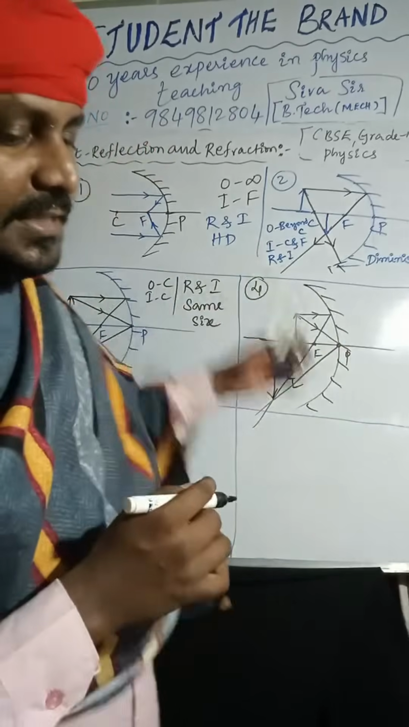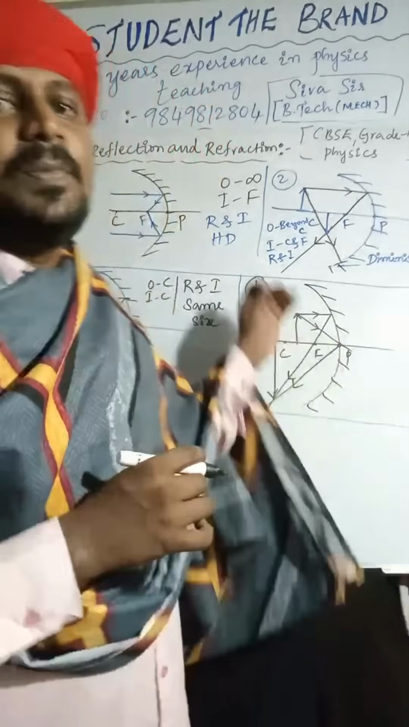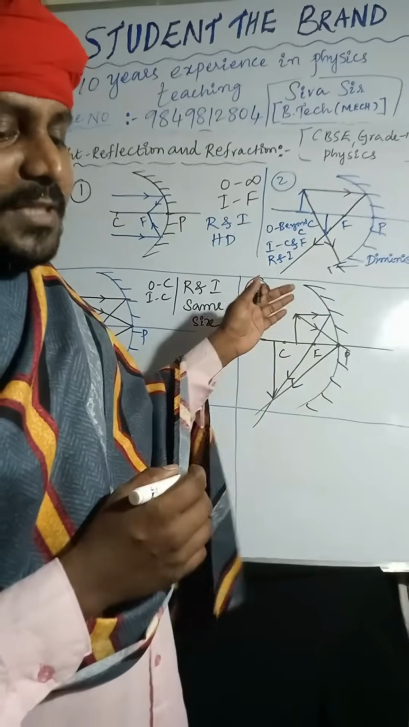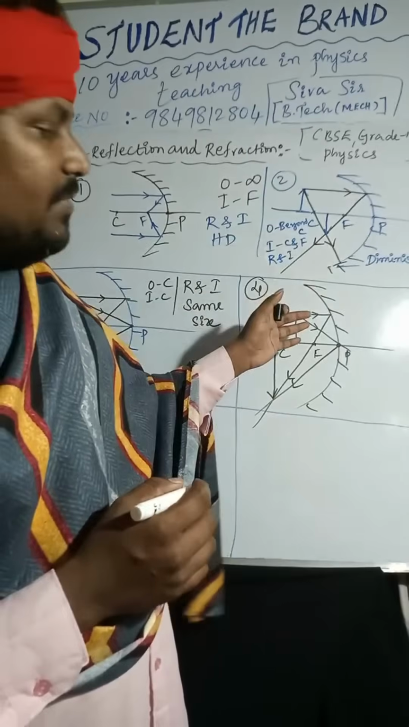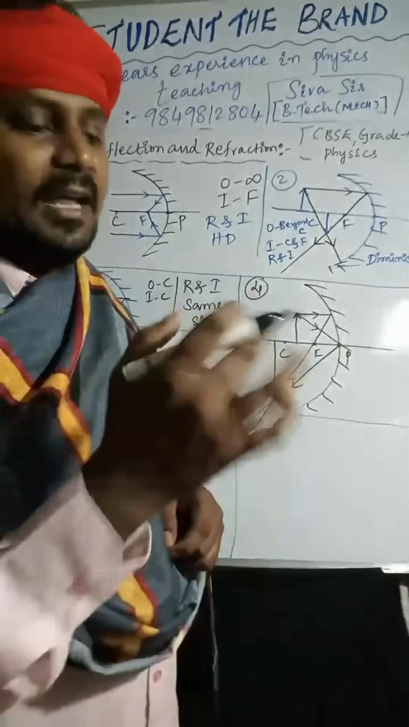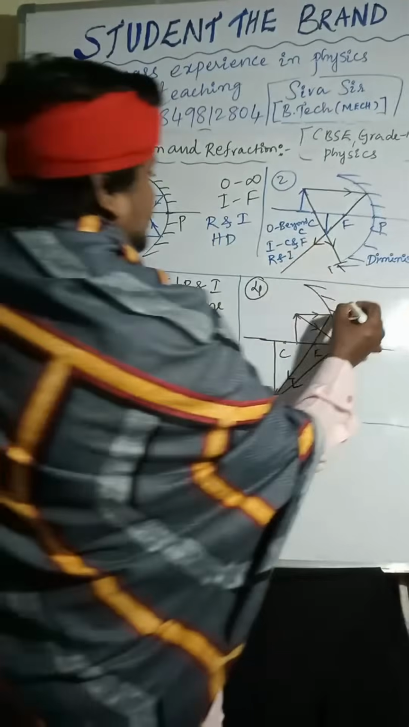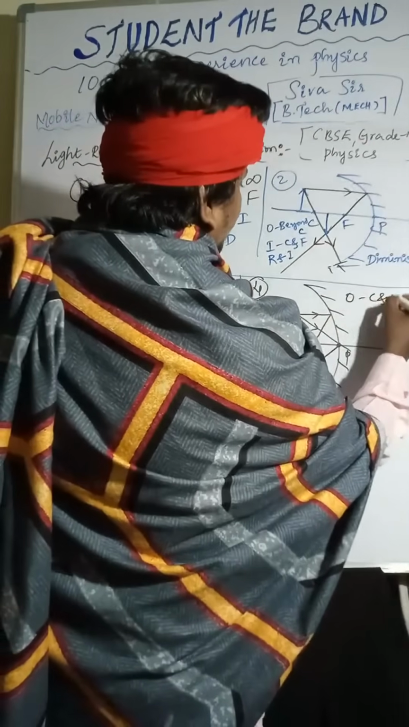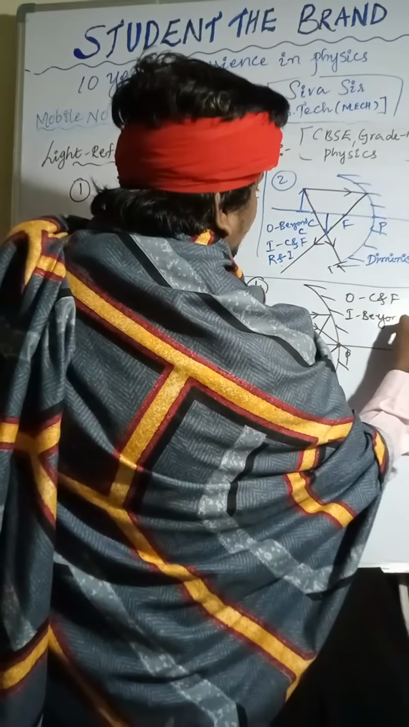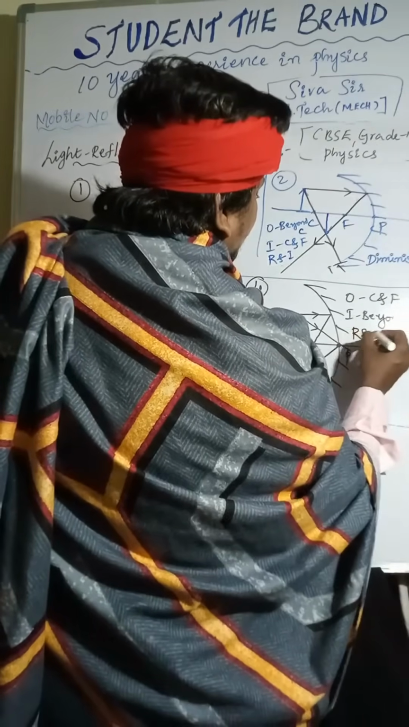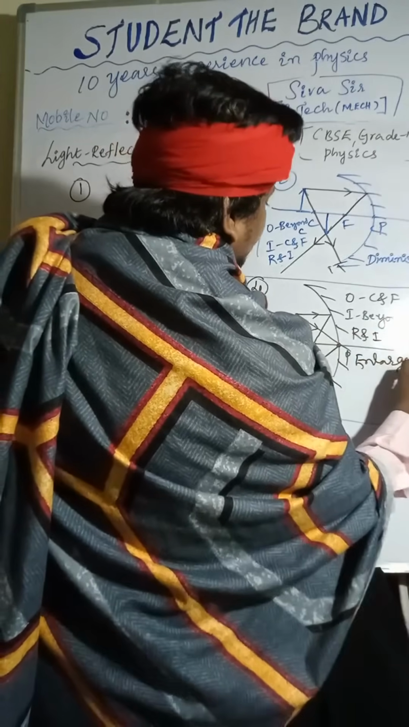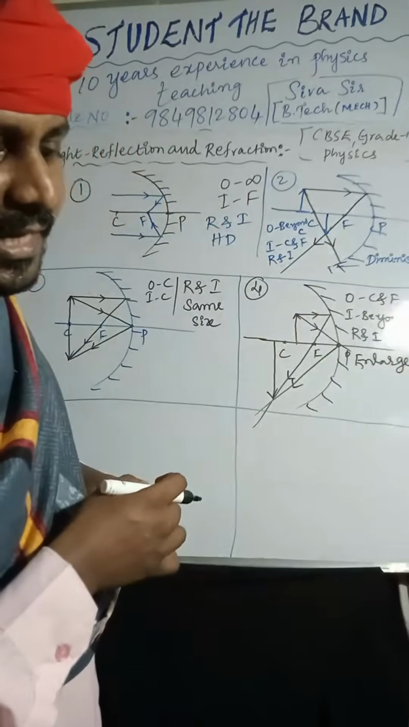Object is placed between C and F. Image will form beyond center of curvature. Nature of the image is real, inverted and enlarged. Object is placed between C and F. Image will form beyond center of curvature. Beyond C. Nature of the image is real and inverted. Size of the image is enlarged.